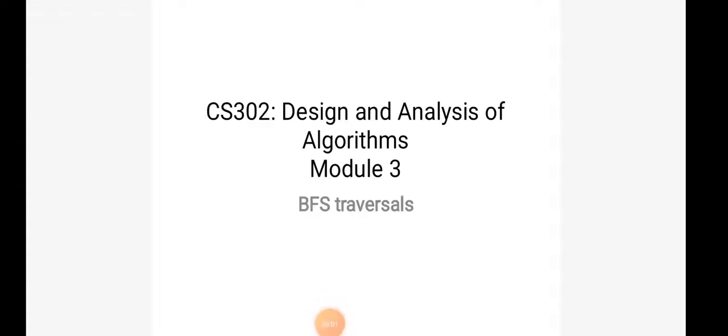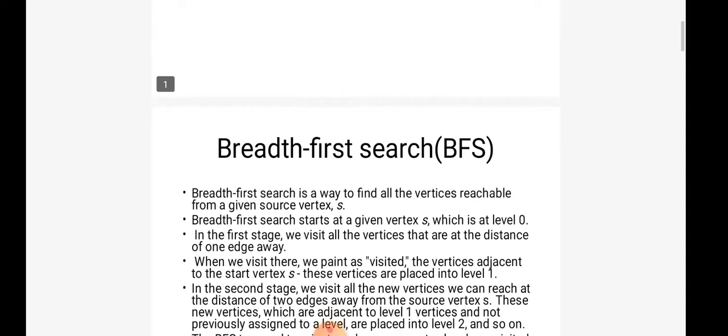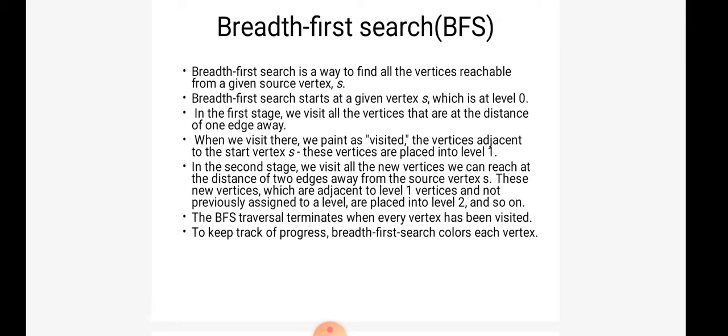Today we are going to discuss graph traversal, which is BFS traversal. But first, before the traversal, what is a graph? A graph is a data structure that consists of mainly two components. The first one is a finite set of vertices, also known as nodes, and a finite set of ordered pairs of the form (u, v), called edges.